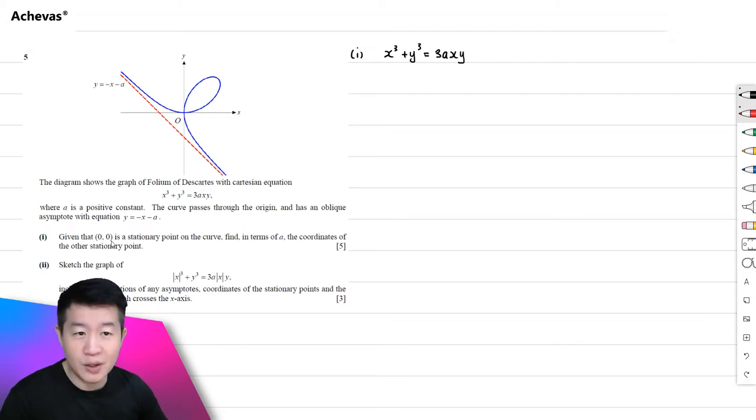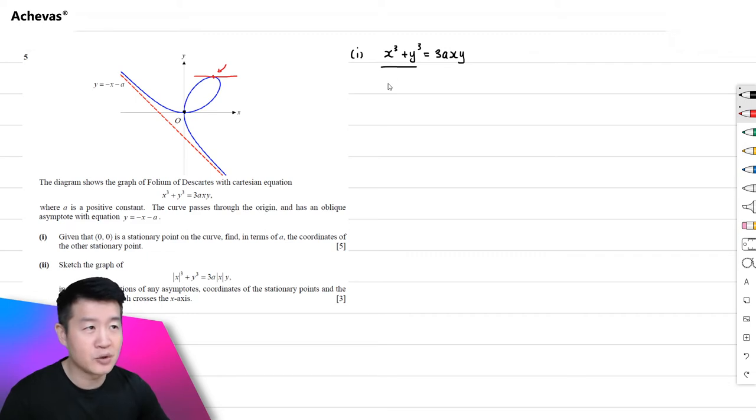It is given to us that (0, 0) is a stationary point. We can see it here also. I want to find, in terms of a, the coordinates of the other stationary point, which should be here. So I'm expecting the x coordinate to be positive and the y coordinate to be positive also. So I'm going to find dy/dx and let dy/dx be equal to 0.